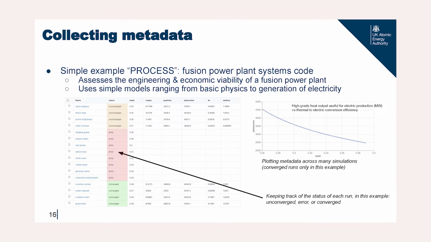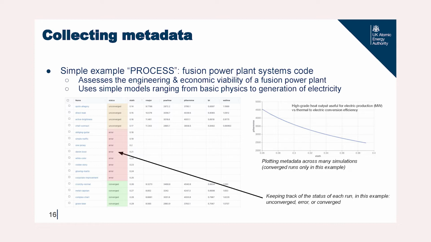So what this does is it assesses the engineering and economic viability of a nuclear fusion power plant. It has quite simple models of everything involved with generating electricity from fusion, but they're obviously very simple models. What normally happens is people start using this code, and when they have something that looks reasonable, they'll then run more detailed simulations for the different processes.